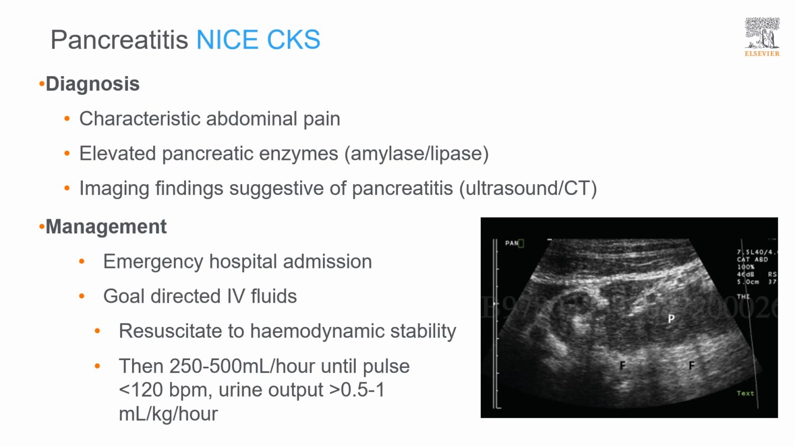The management of acute pancreatitis involves emergency hospital admission and goal-directed intravenous fluids, with initial resuscitation to achieve hemodynamic stability, and then a target of 250 to 500 millilitres of fluid per hour until the pulse is less than 120 beats per minute and the urine output over 0.5 to 1 millilitres per kilogram per hour.